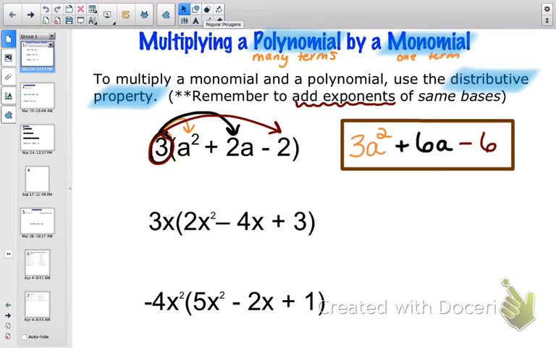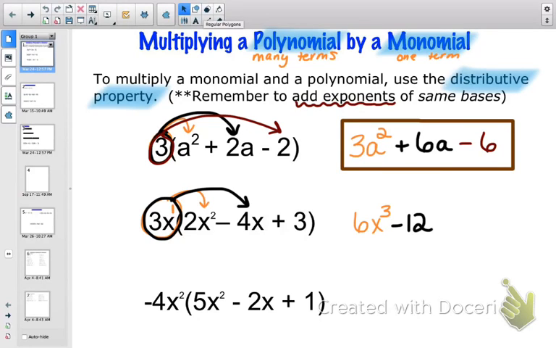All right, my next one, I am distributing a 3x. So I'm going to write in that 1 so I don't forget to add it. All right, so let's distribute the 3x to the 2x squared. Start with the coefficients. 3 times 2 is 6, and then x to the first times x to the second gives me x to the third because 1 plus 2 is 3. We add our exponents.